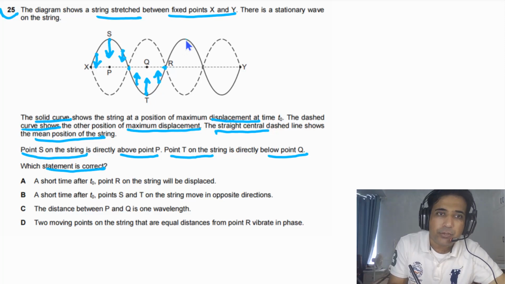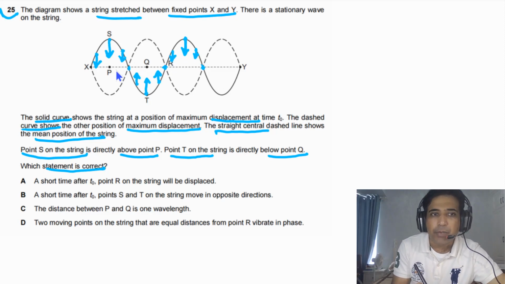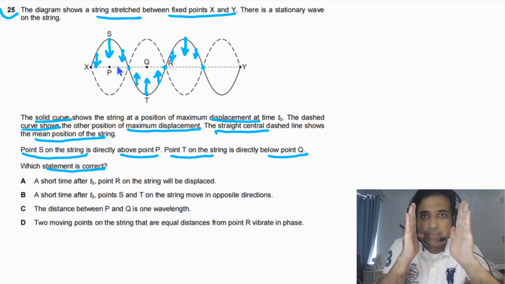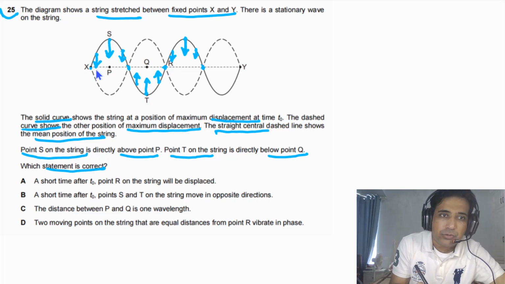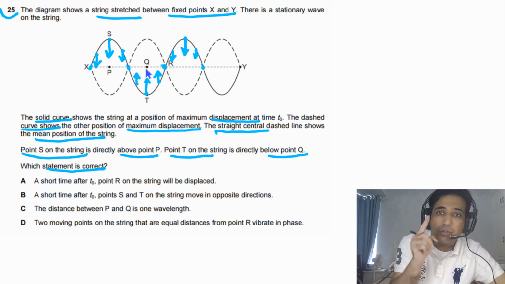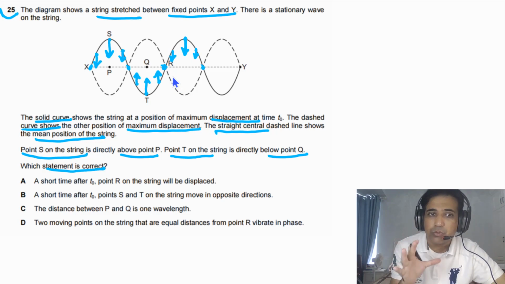We can also look at this part. In this loop, between this node and this node, all the particles will be moving down. The particle here will be moving down, and the particle here also will be moving down. So the particles in two consecutive loops move in opposite directions. The particles between these two nodes and the particles between these two nodes, this is one loop. These particles will move in the opposite direction to the particles here, and also in the opposite direction to the particles here. So this is a very important point you need to understand.